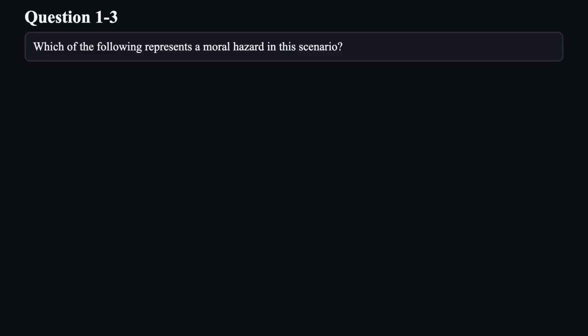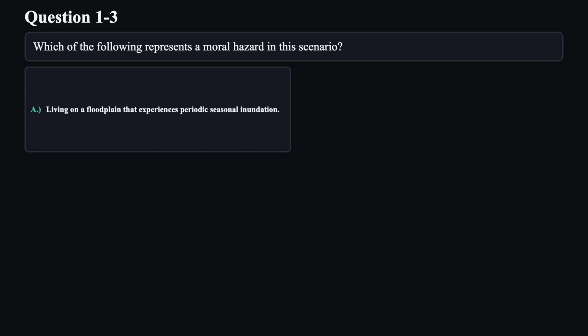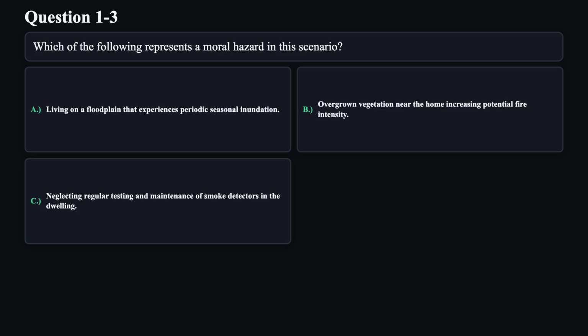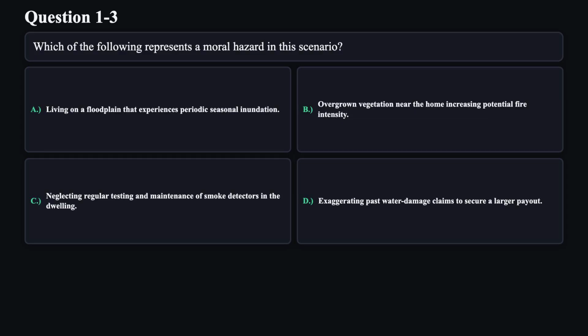Question 3. Which of the following represents a moral hazard in this scenario? A. Living on a floodplain that experiences periodic seasonal inundation. B. Overgrown vegetation near the home, increasing potential fire intensity. C. Neglecting regular testing and maintenance of smoke detectors in the dwelling. D. Exaggerating past water damage claims to secure a larger payout.